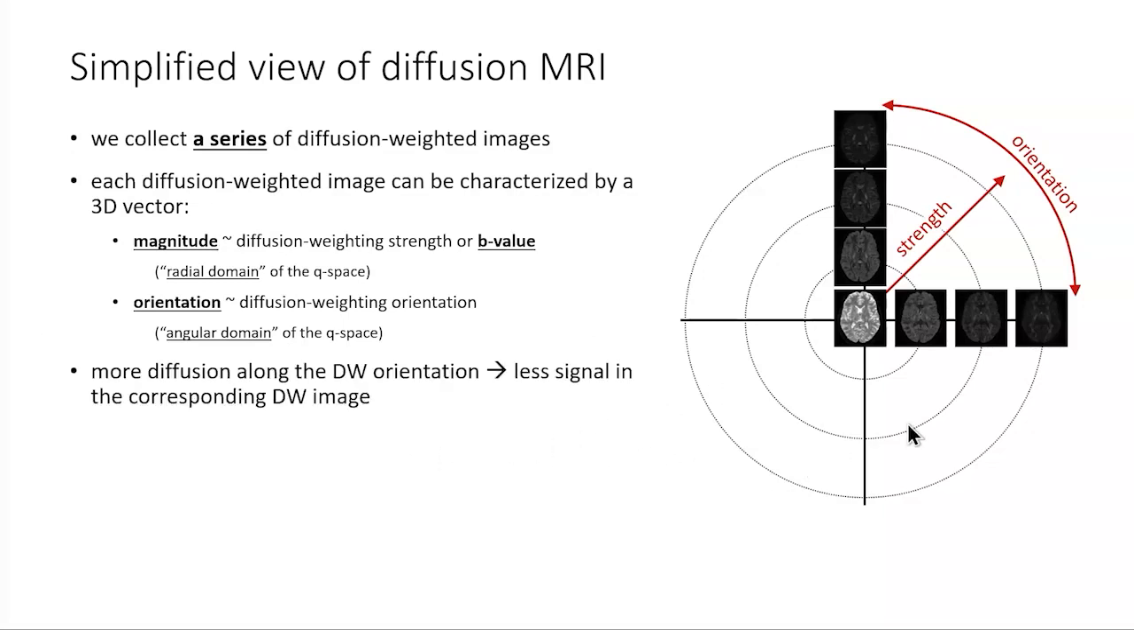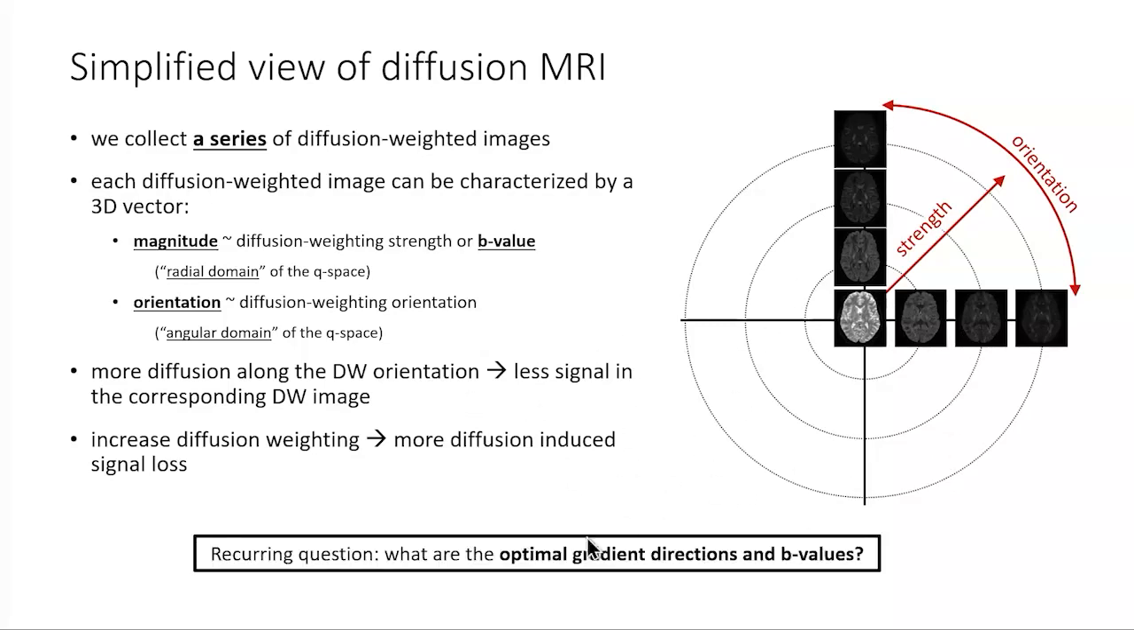The more diffusion we have along the diffusion weighting direction, the less signal we end up with in the corresponding diffusion-weighted image. Also, if we increase the diffusion weighting, we will get more diffusion-induced signal loss. If we are at the center of q-space, we have no diffusion weighting and a high signal-to-noise ratio, but if we go outwards and increase the diffusion weighting, our signal will progressively become lower. The recurring question that I will try to answer in this presentation is, at each step of the plot that I showed you in the beginning, what are the optimal gradient directions and b-values?